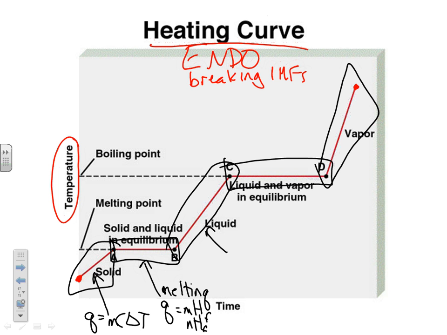At the next line segment, from B to C, I'm going to do Q equals mc delta T because temperature is changing. At CD, because temperature is not changing, but heat is being added, I can't just do Q equals mc delta T for the whole thing. I'm going to do Q equals mHV or Q equals nHV. And for the last one, where temperature is changing again, I'm just going to do Q equals mc delta T.